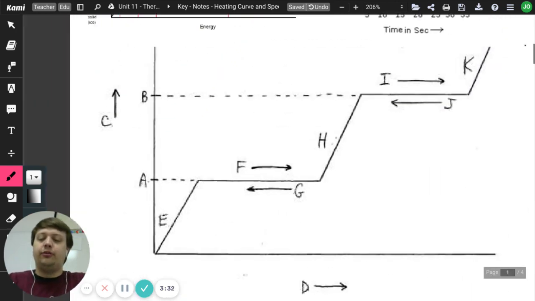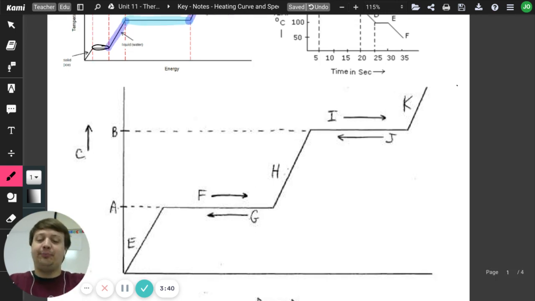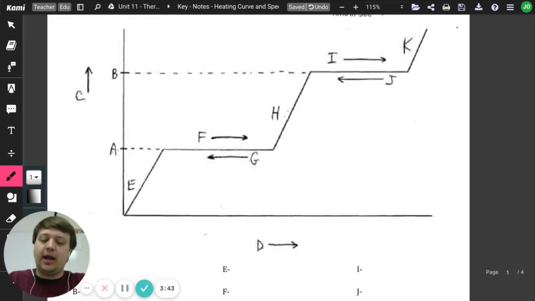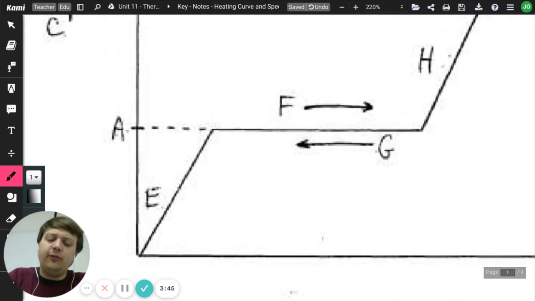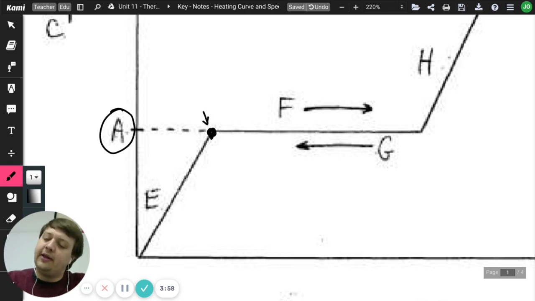All right. So y'all need to be able to identify the parts of a heating curve. So let's go ahead and look at our parts here. So first off, part A. Well, A is this point right here at the corner. And that point is going to represent our melting point. And then in this corner right here would be our freezing point, right?